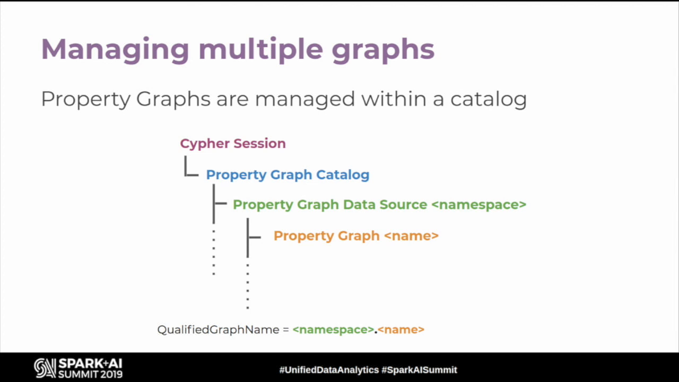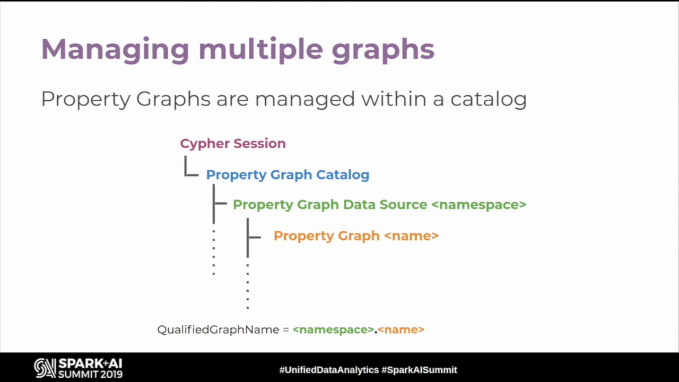It's a very similar concept to the Spark data sources, like the file system based ones or Hive and so on. Each property graph data source is identified by a namespace. And within the data source, I can store multiple property graphs, which are identified by a name. The so-called qualified graph name, in order to uniquely identify a graph, is the concatenation of the namespace of the data source and the name of the graph.